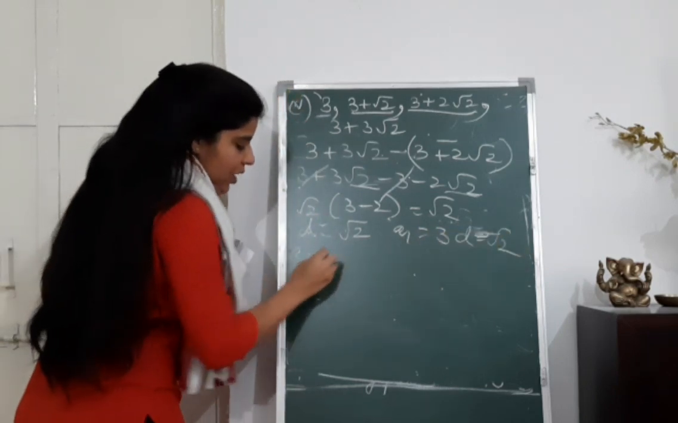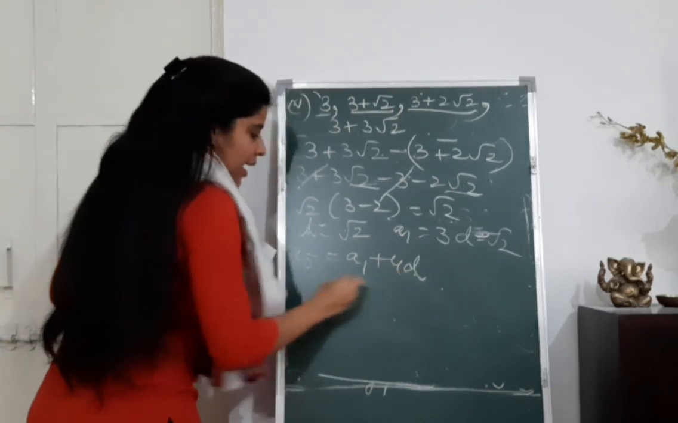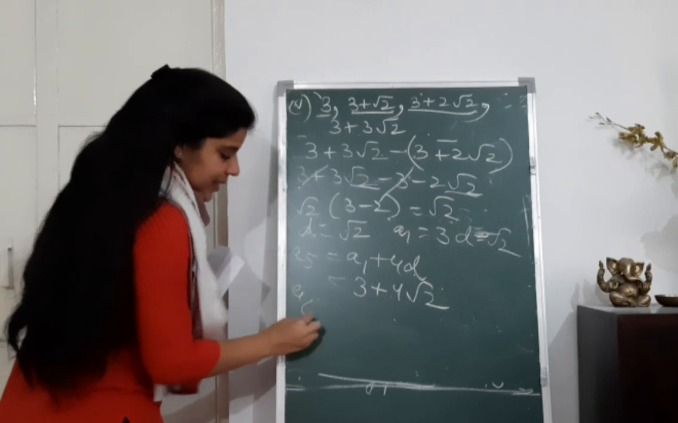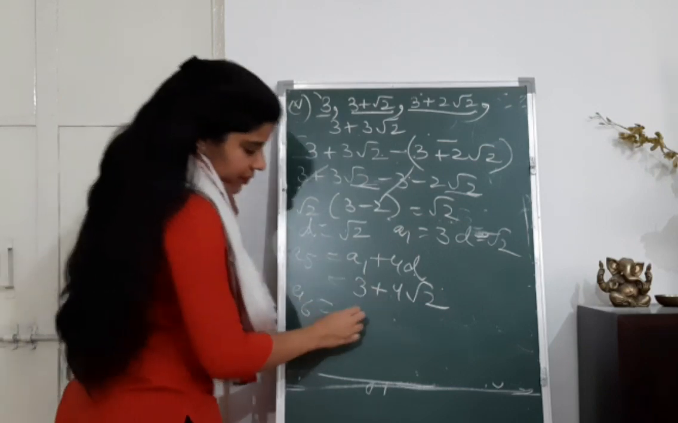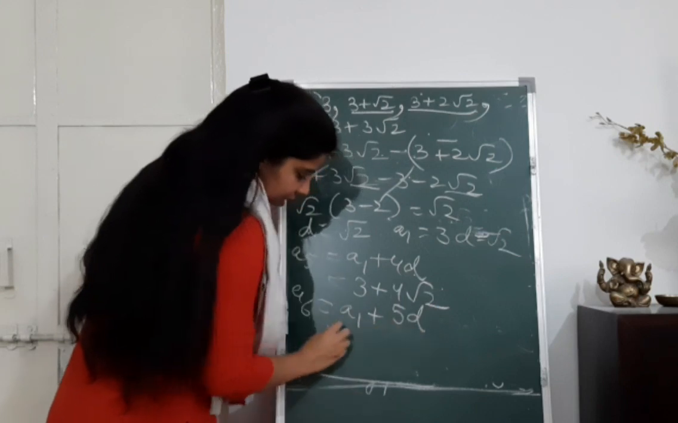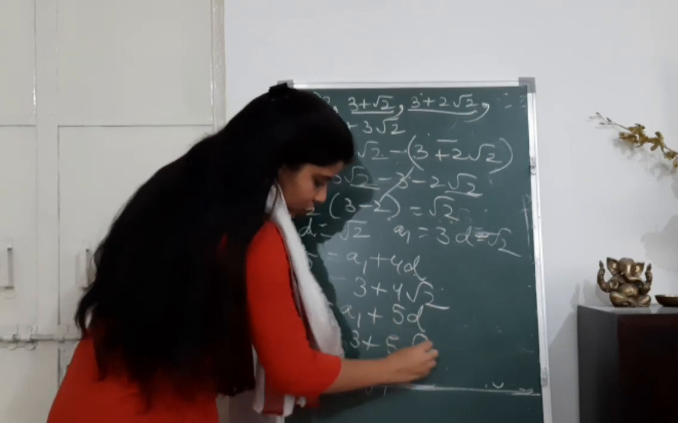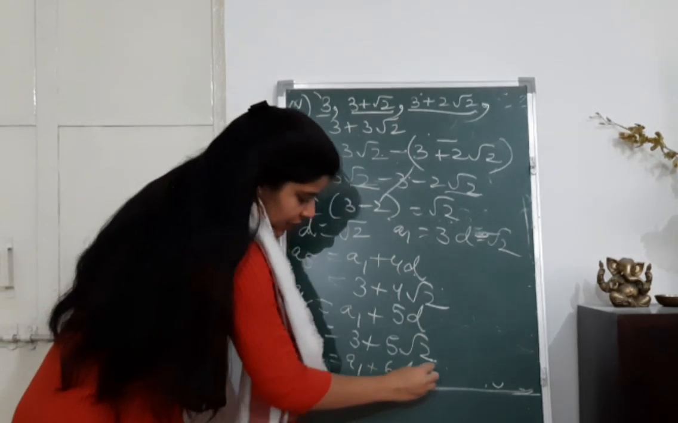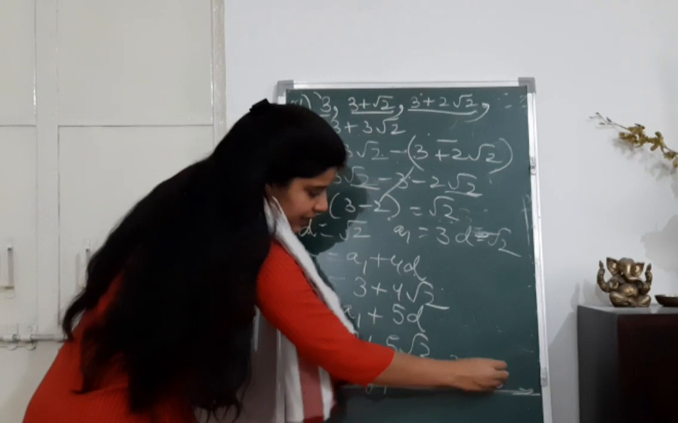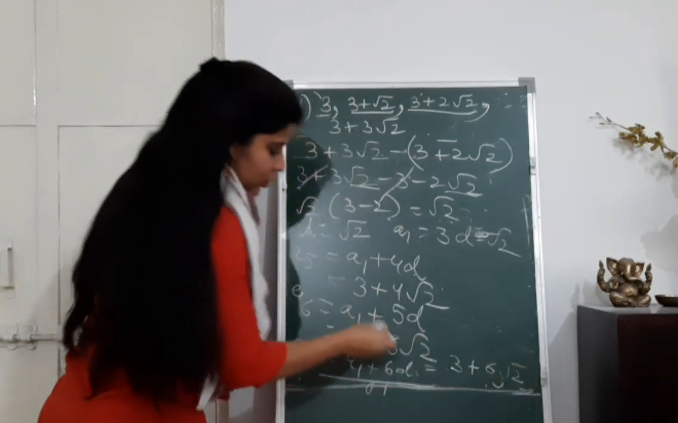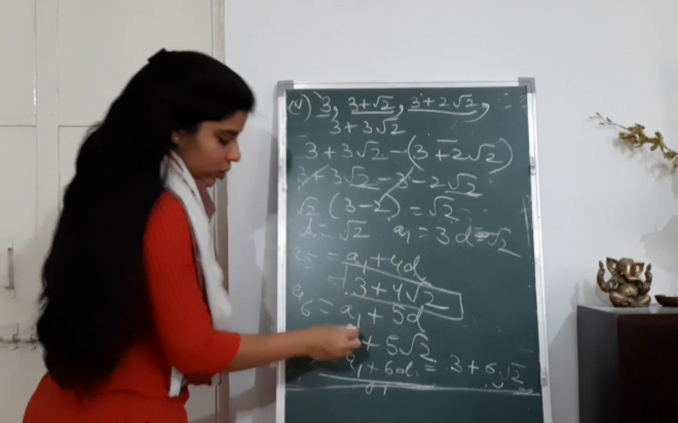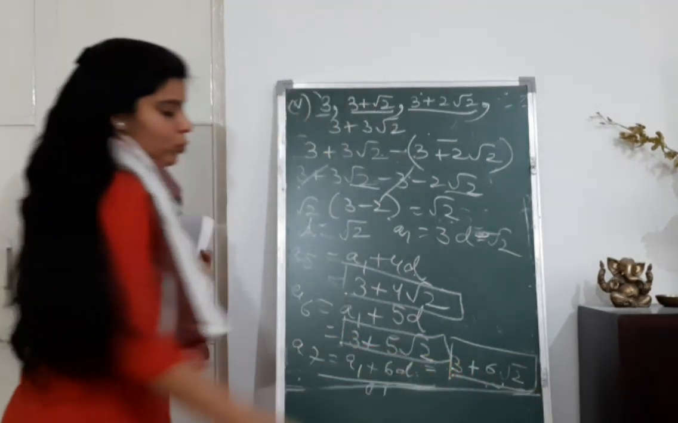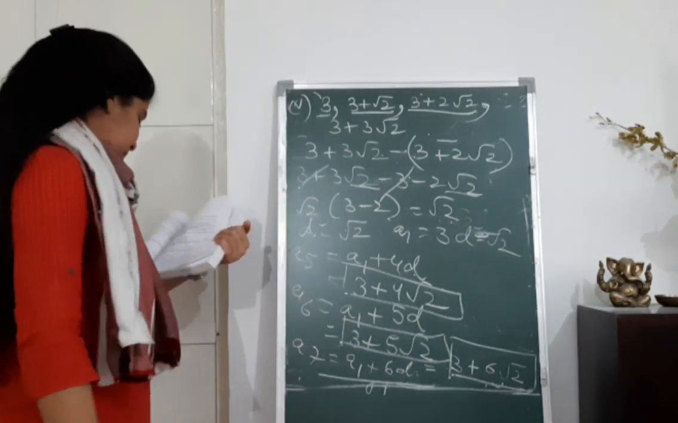Now what will be A5? A5, A1 plus 4D, and A1 is what here? 3 plus 4 root 2. A6 is what? A1 plus 5D, which is nothing but 3 plus 5 root 2, and A7 is nothing but A1 plus 6D, which is nothing but 3 plus 6 root 2. So these are our terms: 3 plus 4 root 2, 3 plus 5 root 2, and 3 plus 6 root 2. Okay? So here we complete our fifth part.